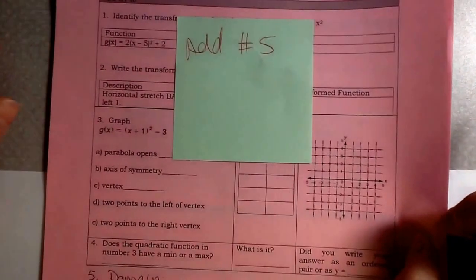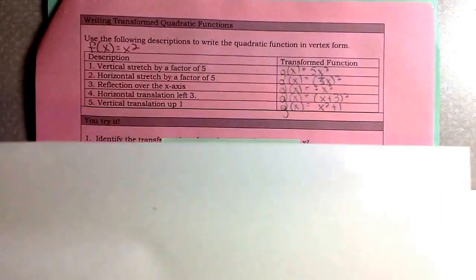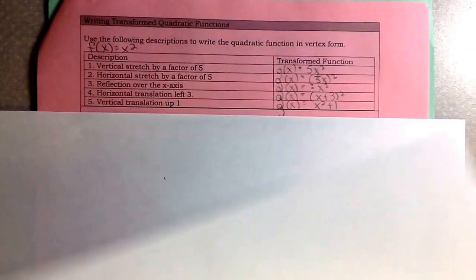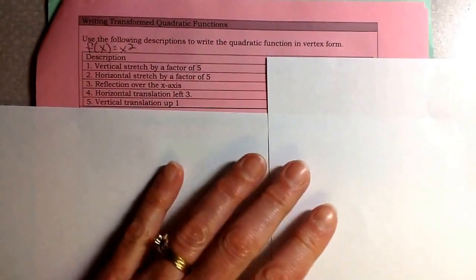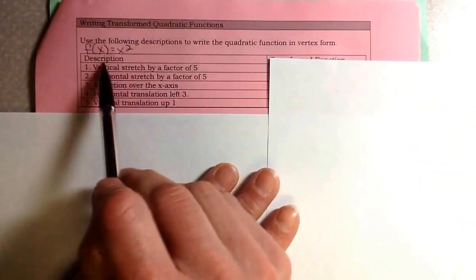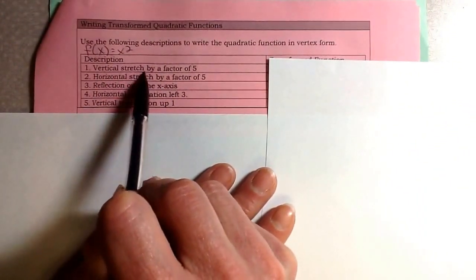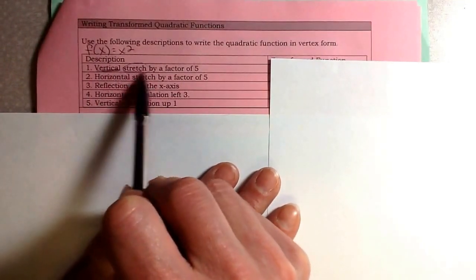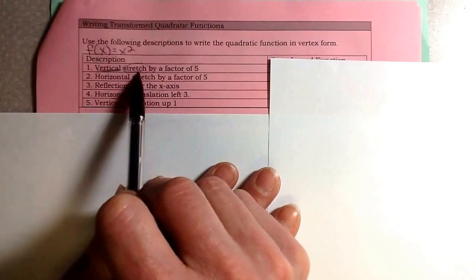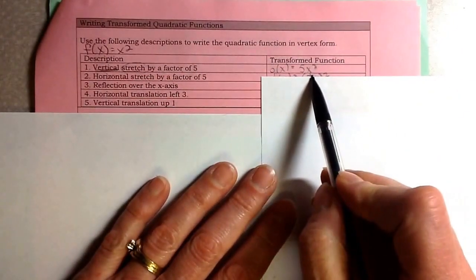All right, last thing that you need to do is you need to be able to write a description of transformations, or from a description, write the actual transformation. So we're starting out again with the parent function, x squared. If we want to do a vertical stretch, stretch means to multiply, vertical means the entire function, by a factor of 5. So again, when it's vertical, we don't change the number. So this is g of x equals 5x squared.